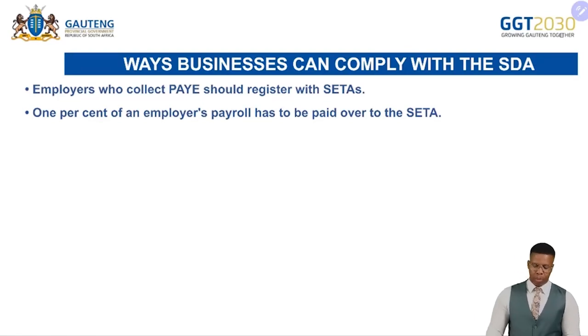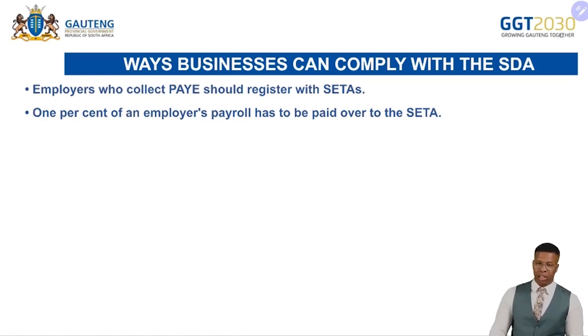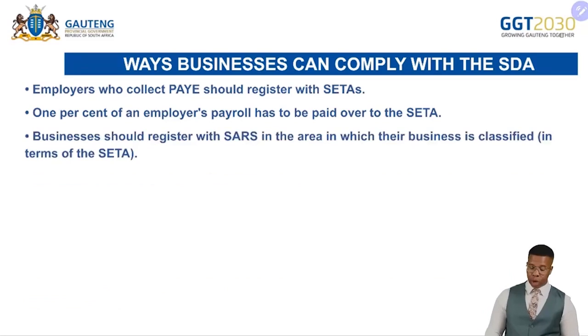Furthermore, another way to comply now is to ensure that 1% of an employee's payroll has to be paid over to the sectors, which I thoroughly explained, to say these are the authorities who decide on which education and what training should take place in the different sectors, primary, secondary, and tertiary businesses. And then they pay 1%. That is one way to comply as well.